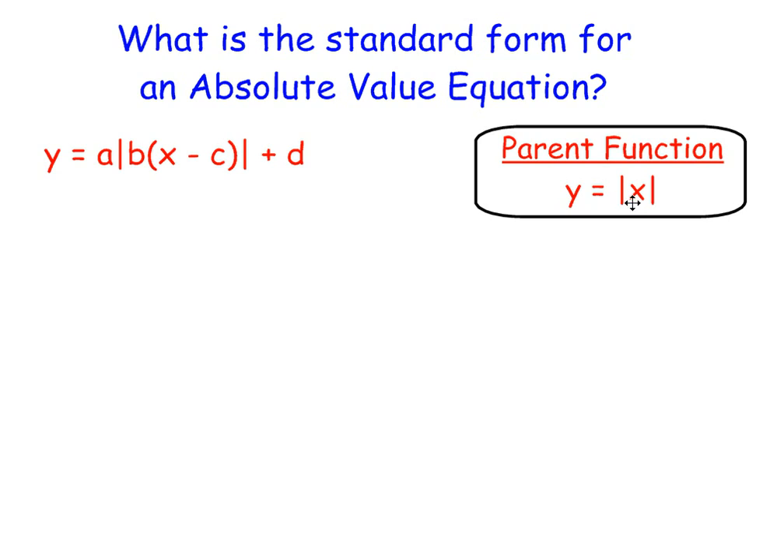Our parent function, just like we have with lines, the line parent function was y equals x. It was the most basic line. For absolute value, our parent function is y equals the absolute value of x, with A and B being 1, and C and D being 0.